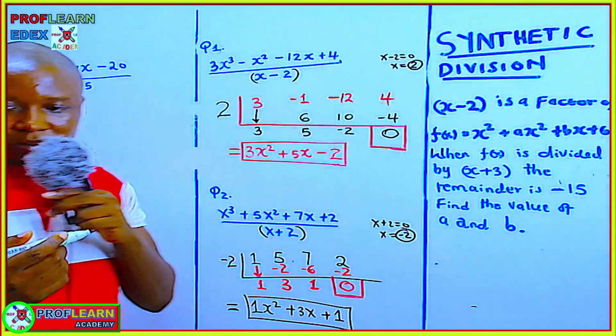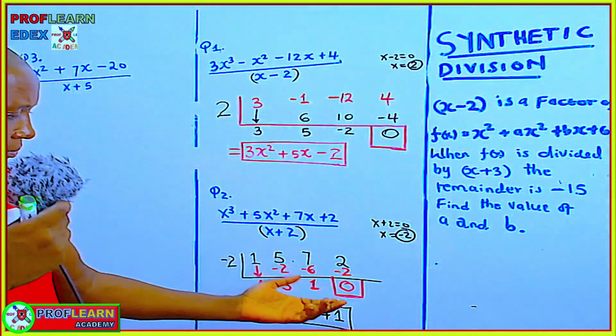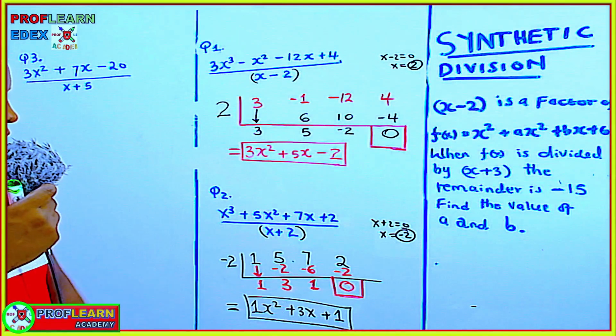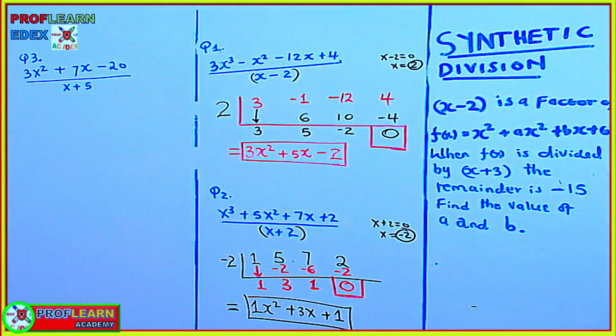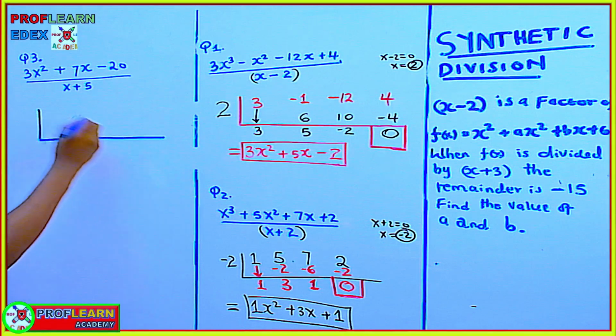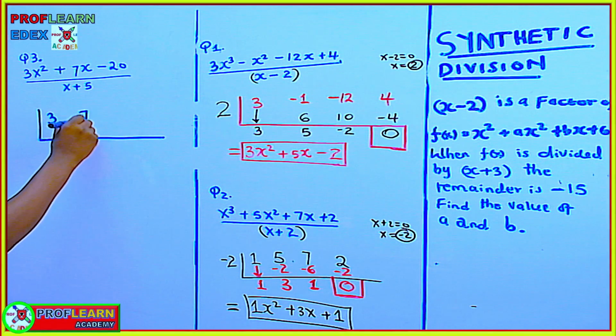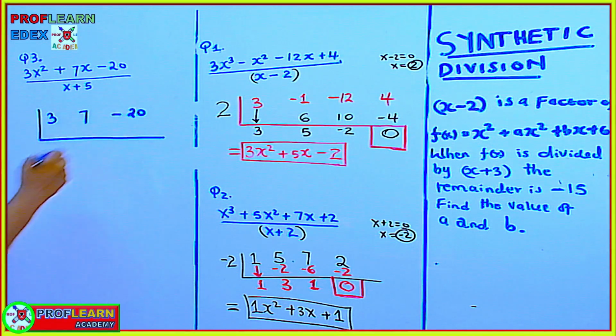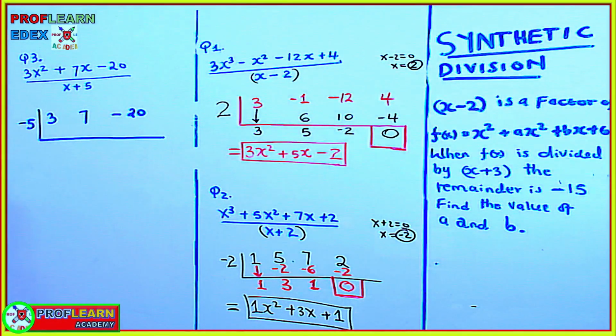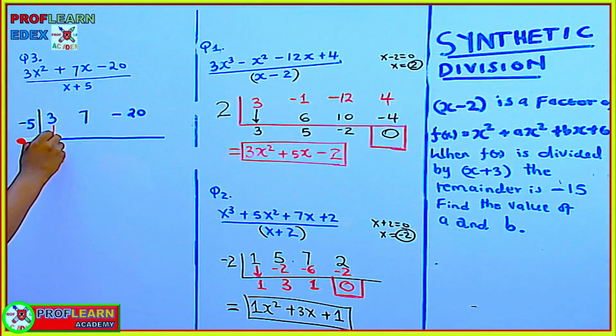Now, in some scenarios you may not get 0 as the final stage there. Let's look at this expression we have here. We write and draw the symbol for synthetic division. We pick the first coefficient, which is 3, then 7 and negative 20. Then the number we shall put here is negative 5. So we now start, and we shall take 3 down.